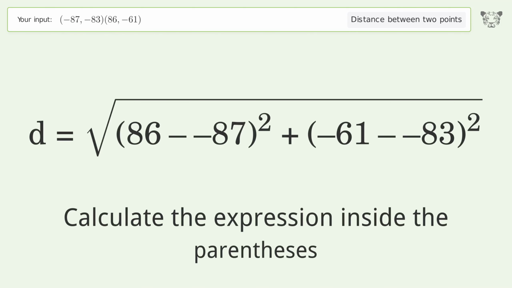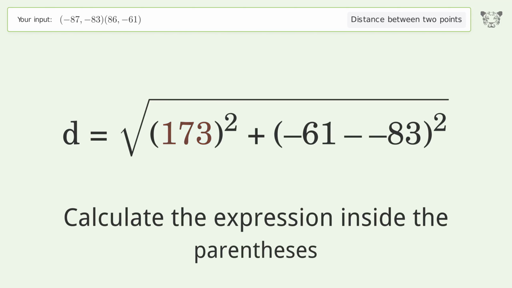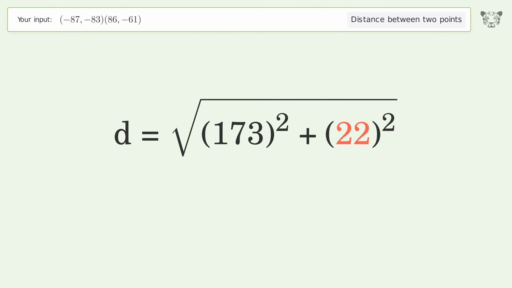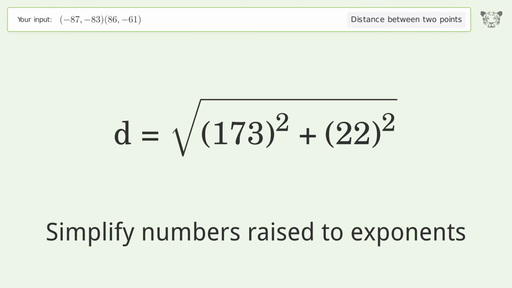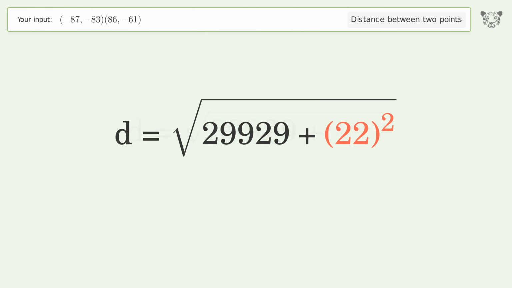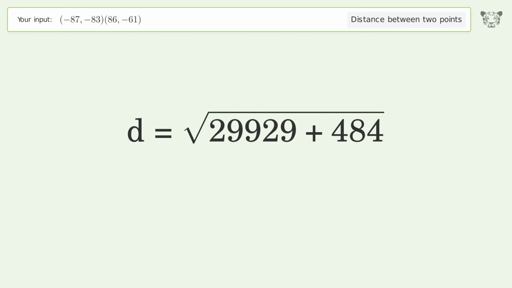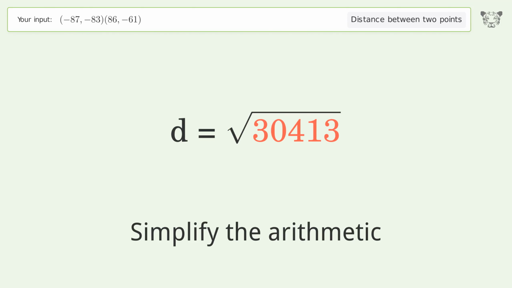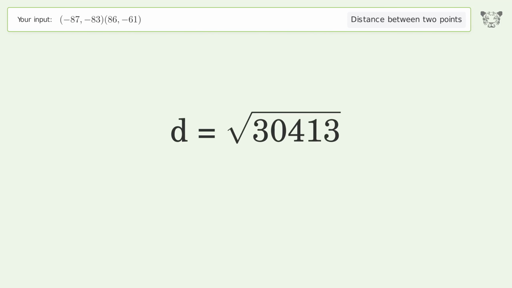Calculate the expression inside the parentheses. Simplify numbers raised to exponents. Simplify the arithmetic. And so the distance between the 2 points is the square root of 30,413, or 174.393.